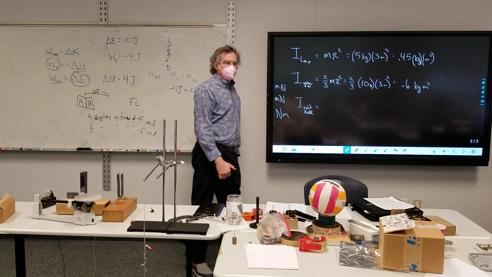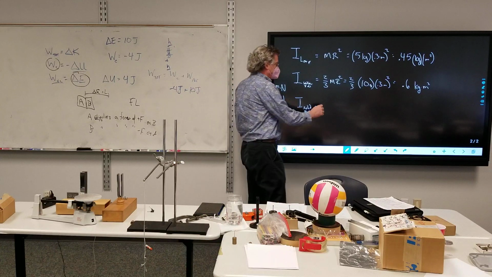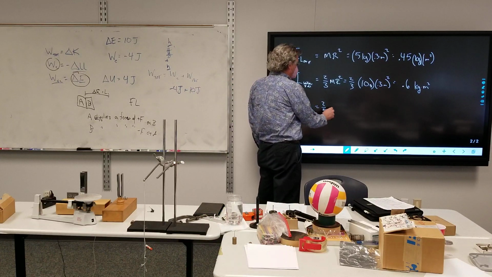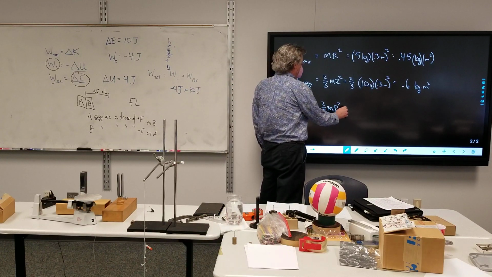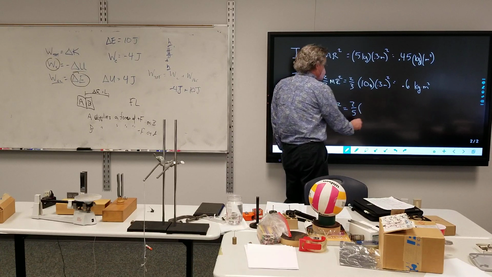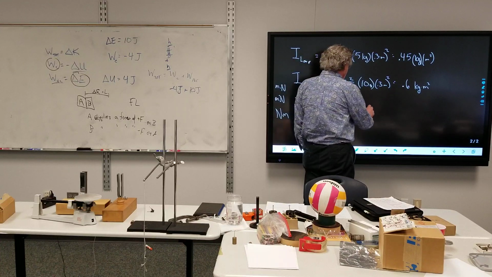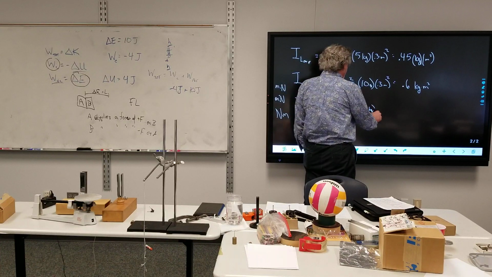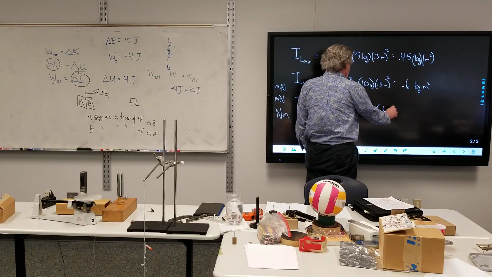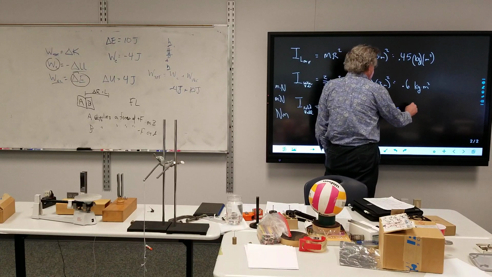And moment of inertia for our solid ball: 2/5 times 5 kilograms times 0.6 meters squared. 0.72.